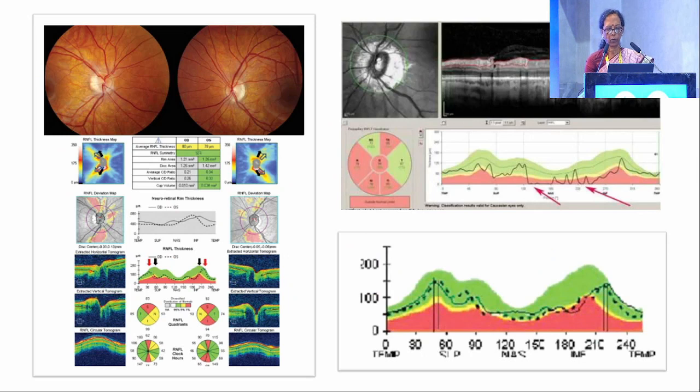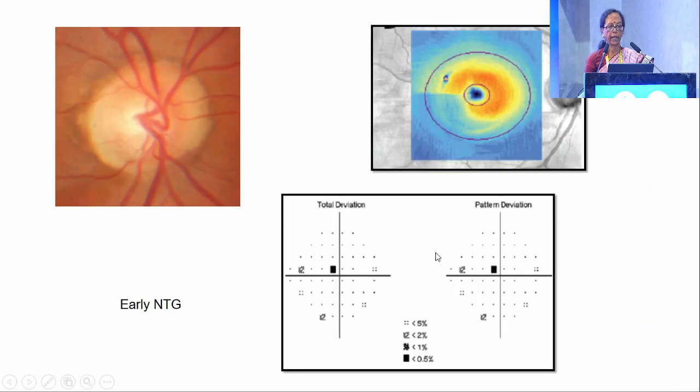And here are a few examples in which you can see that there is red disease occurring because there is temporal shift of the peaks, and it is due to the stretching; it is very thinned out and causing the red disease. And in early NTG also, even if you see one spot in the 24-2, we should think that the central vision is threatened, and we have to order a ganglion cell analysis in those patients.